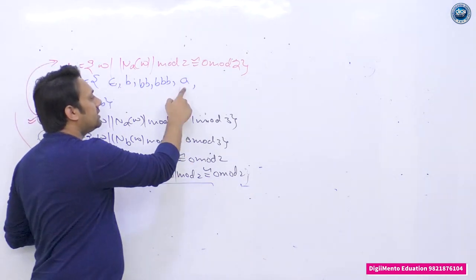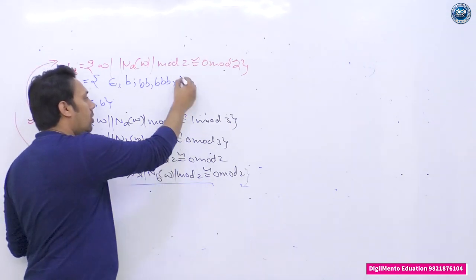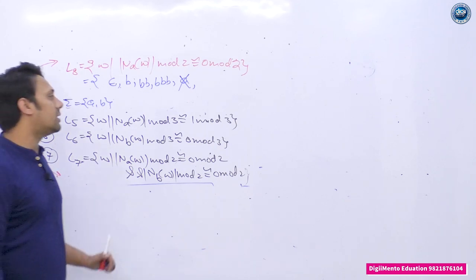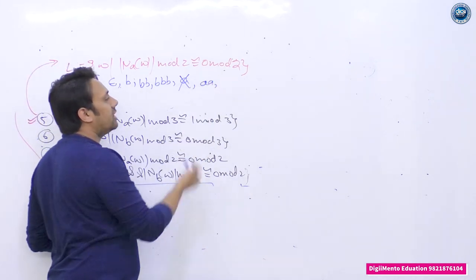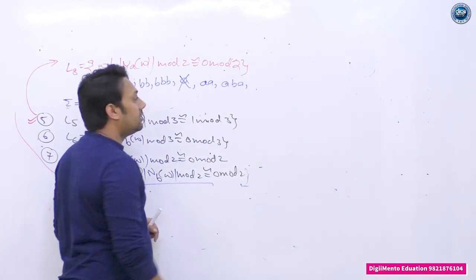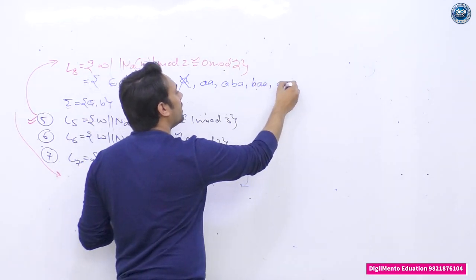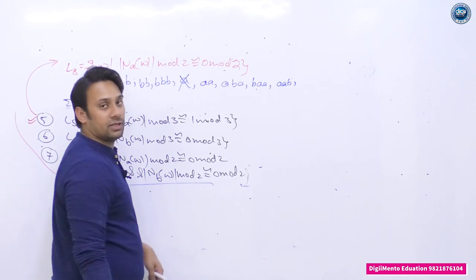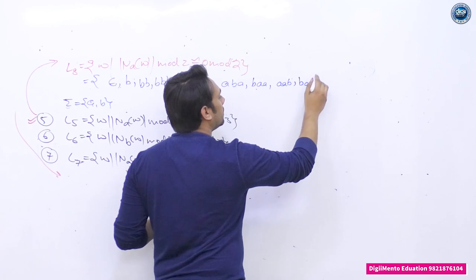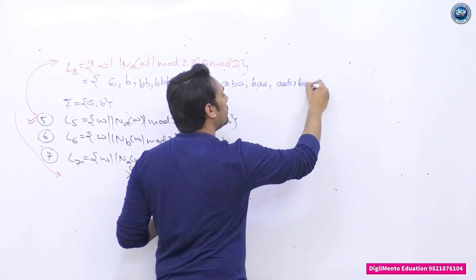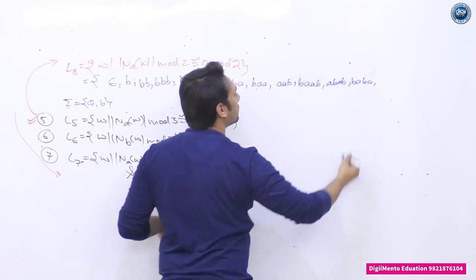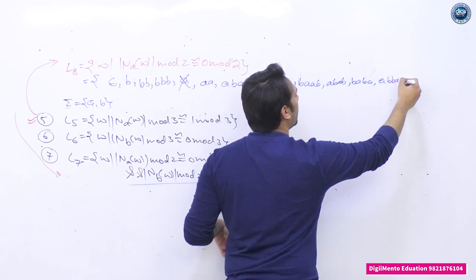So if I say here in this string the number of A is odd, I do not want odd number of A's. We can have any number of B's, but number of A's should always be even. For example, here we can have double A, so number of A's are even. We can also have ABA, number of A's are even. We can have BAA, we can have AAB, because number of A's are even in all of these three cases. We can also have BAB, we can have BAAB, we can have ABAB, we can have BABA, and so on.